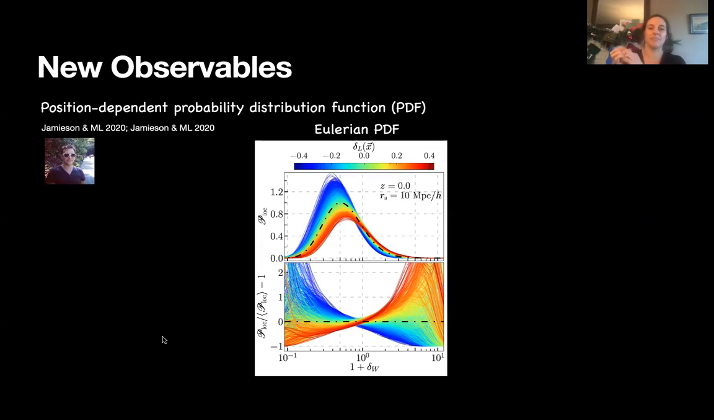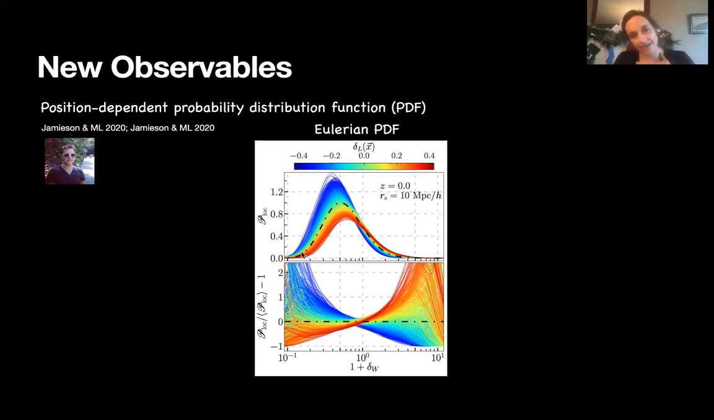So let's just look at the top panel of this plot for now. This plot shows the probability distribution function. Let's look at the black dot-dashed curve here for mass fluctuations. And this is mass fluctuations smoothed in spheres of radius 10 megaparsecs. So I take my matter field and I smooth it on this scale, and then I measure the value of the density fluctuation in spheres with this radius. And that's the variable on the x-axis. So this is fluctuations in the mass density, smoothed or windowed on some scale.